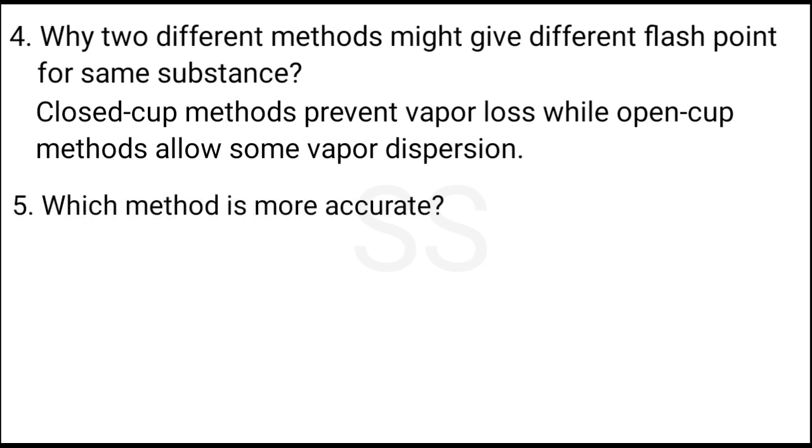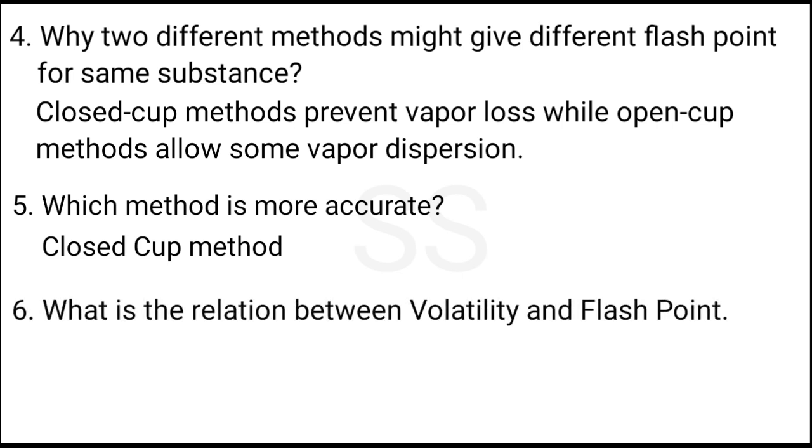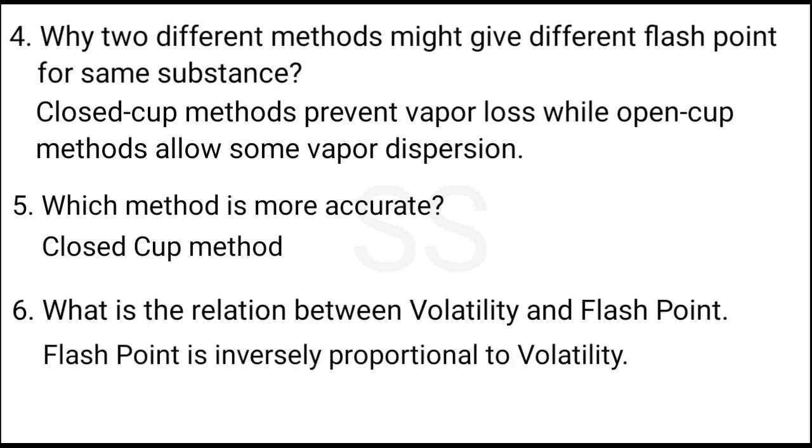Which method is more accurate? Closed cup method is more accurate because it prevents vapor loss, giving a lower and safer flashpoint. What is the relation between volatility and flashpoint? Volatility and flashpoint follow an inverse relation, which means higher the volatility, lower the flashpoint, and vice versa. This is because more volatile liquids evaporate easily, producing flammable vapors at lower temperatures, and less volatile liquids require higher temperatures to release enough vapors to ignite.